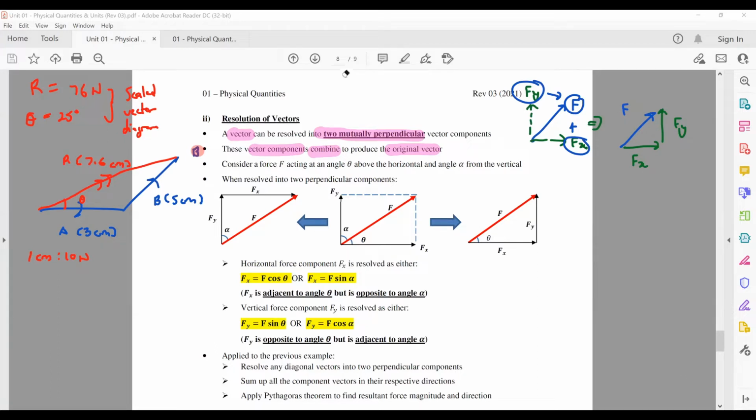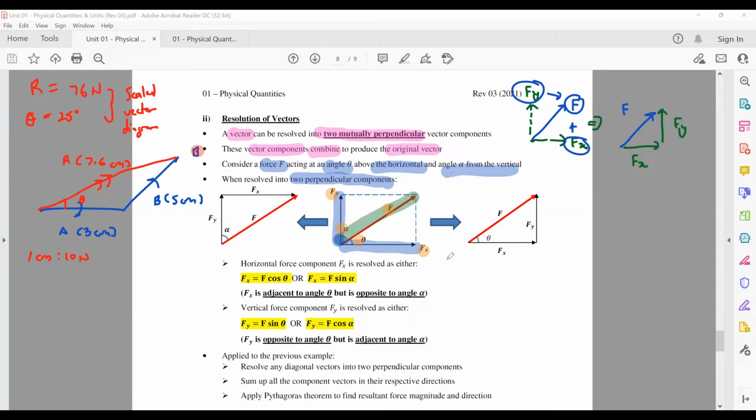Okay, now say we take an example, a force F acting at the angle theta above the horizontal and angle alpha from the vertical. We are interested in resolving that vector into two perpendicular components. Here the vector is this vector F. We are resolving it into two perpendicular components, Fx and Fy. The thing we want to do here is to express the vector components in terms of the angles and the original vector.